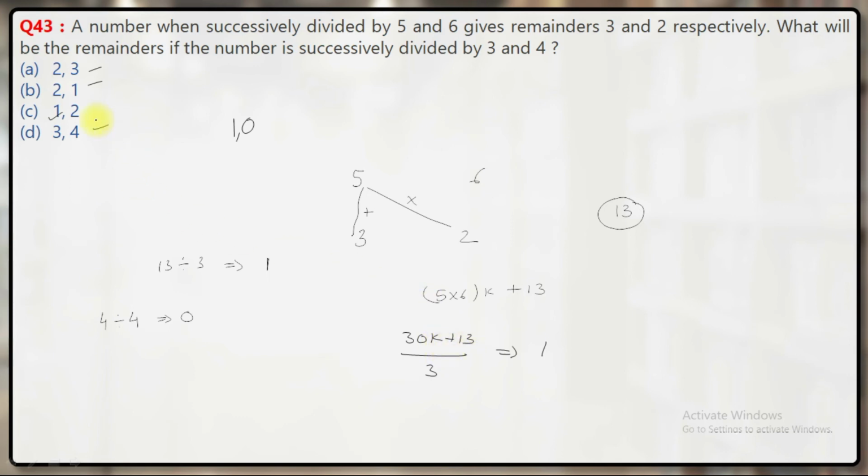So I cannot say the answer is cannot be determined. But if you look at option C, 1 will match here. So I can mark this option. But 2 is not the correct part. Remember that.